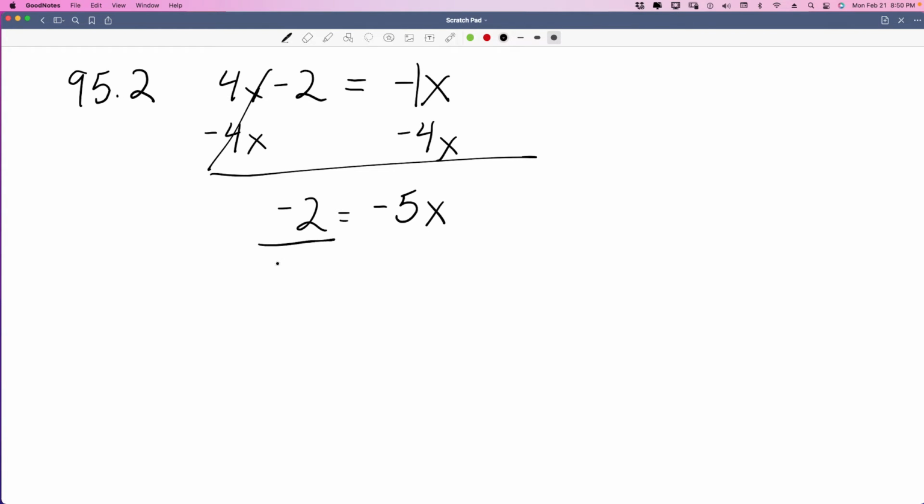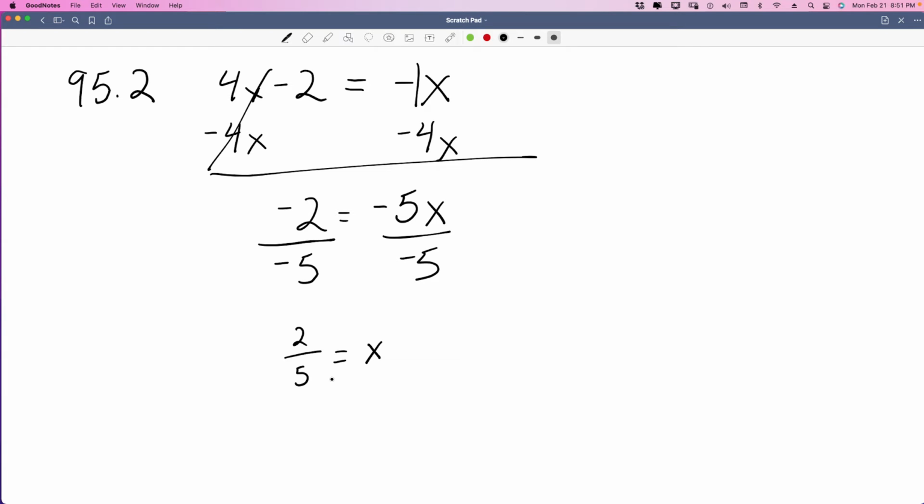So then we divide both sides by negative 5, right? Negative over negative is a positive 2 over 5 is equal to negative over negative is a positive 1x. So the value of x in this equation is 2/5.